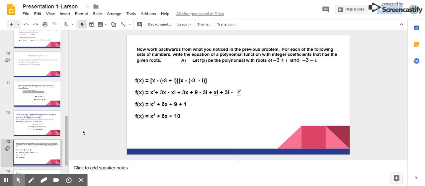Now here's an example where they start with the roots and then they have to work backwards to get the polynomial function. The work is shown below where they have to write the product of the 2, they have to distribute, simplify, and they come up with one possible polynomial of x squared plus 6x plus 10.